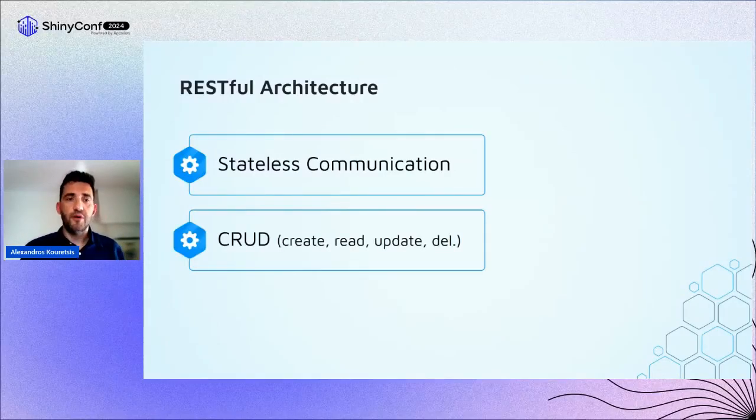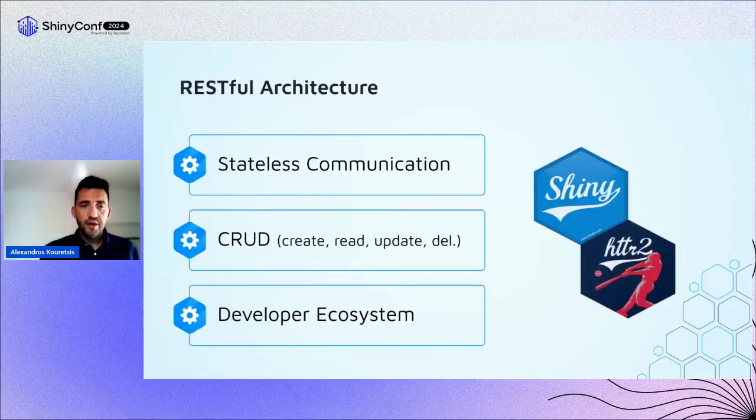And of course, we have CRUD operations. Usually in web APIs, this means that you can create something, read something, update something, and delete something. One other important aspect is that when you expose a web API to the internet, you can have a developer ecosystem. This means that different groups, different people can build on top of the functionality of the web API with different languages. And this is where Shiny with httr2 comes into play. It is an excellent combination that you can use to tap any functionality exposed on the internet.